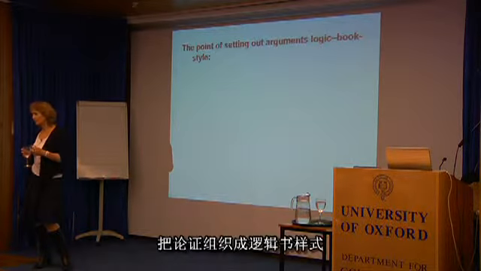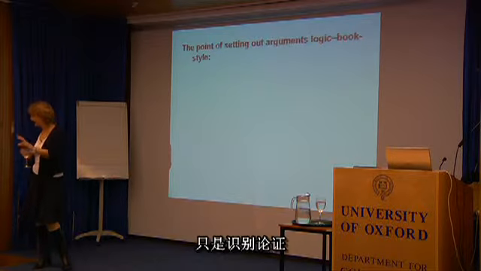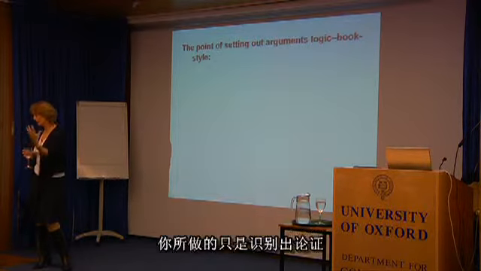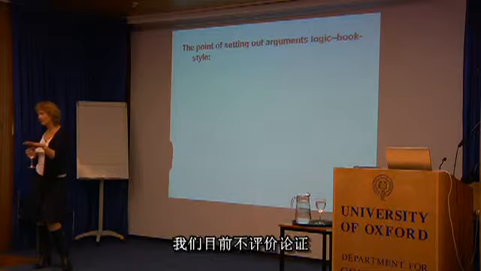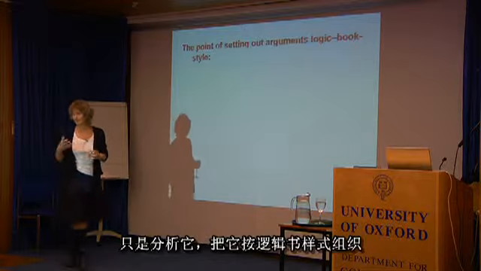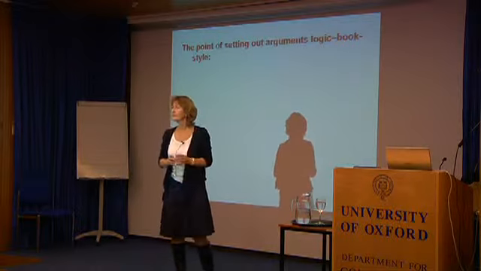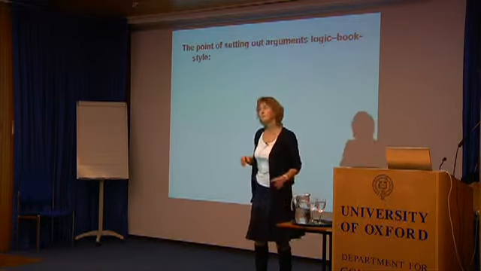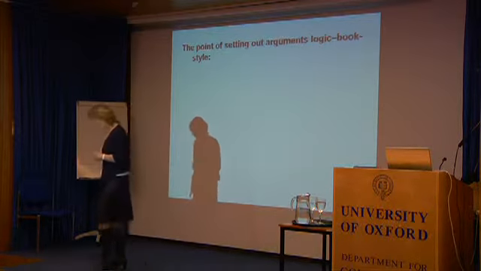It should make it stronger, because what you're doing in setting out an argument logic book style is just identifying the argument. Therefore, you shouldn't be able to make it either stronger or weaker. All you're doing is identifying what the argument is. So we're not evaluating it at the moment, we're just analysing it, just setting it out logic book style. A non-logic book style might include assumptions. Good. Whereas a logic book style would have to include those assumptions.